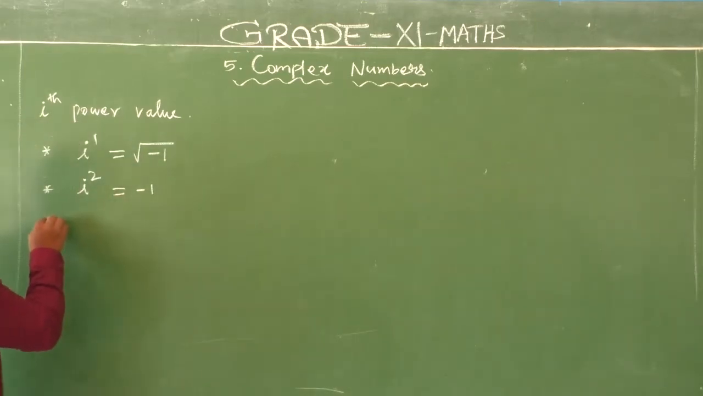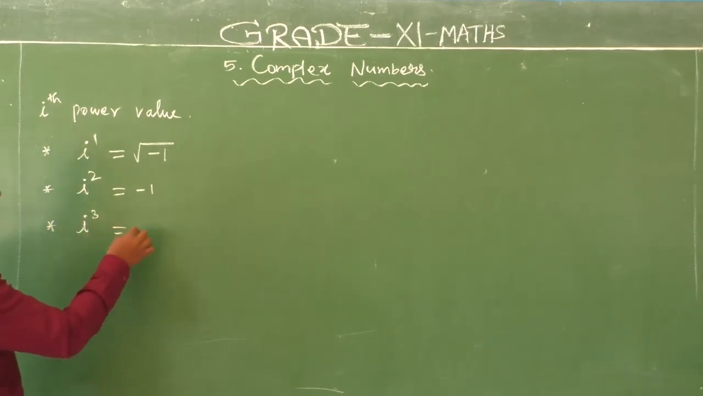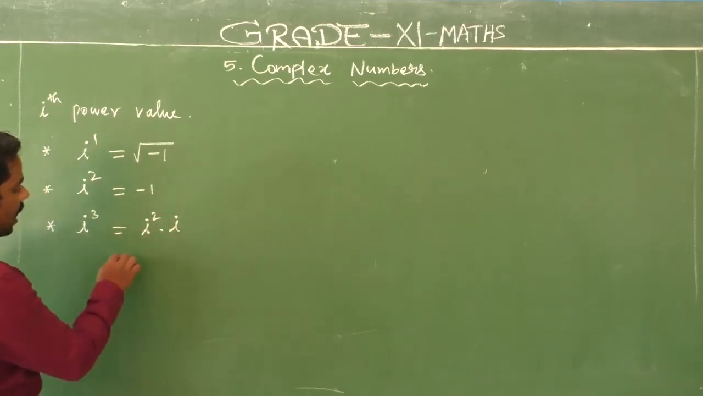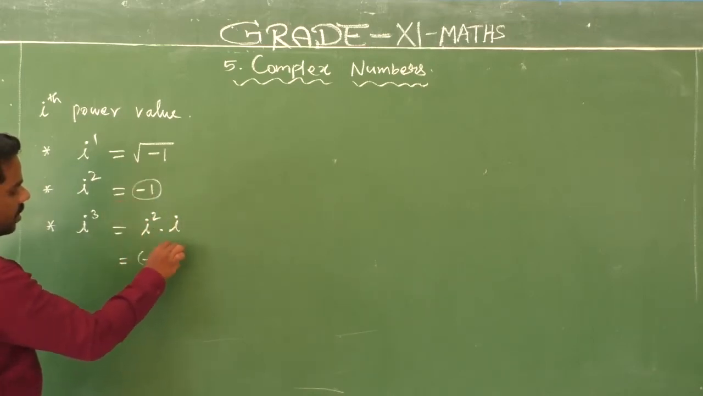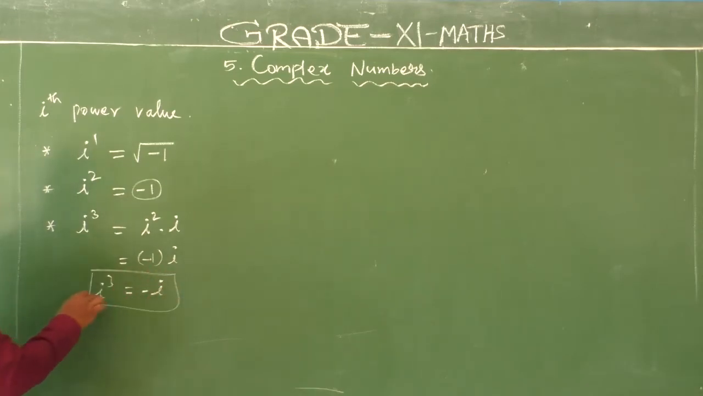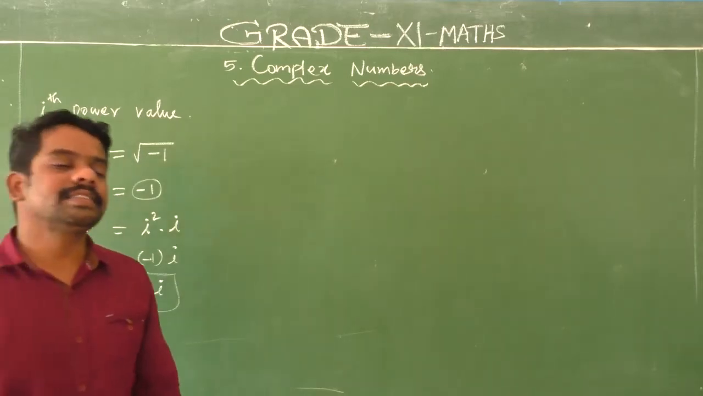Okay? Right. Next one, i cube. i cube is equal to i square into i. i square is minus 1, so minus 1 into i is equal to minus i. So i cube is equal to minus i.